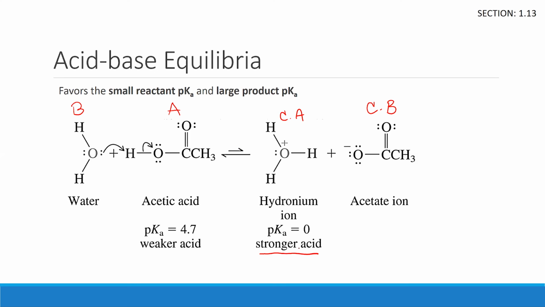And so in this case, our equilibrium will go in the opposite direction. It will go towards the weaker acid, from the stronger to the weaker acid.